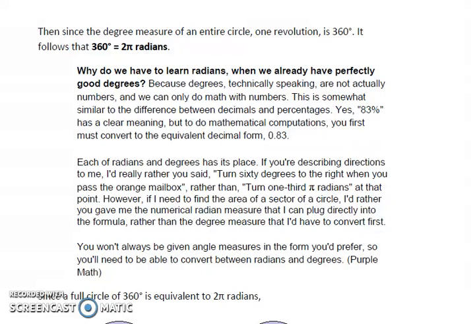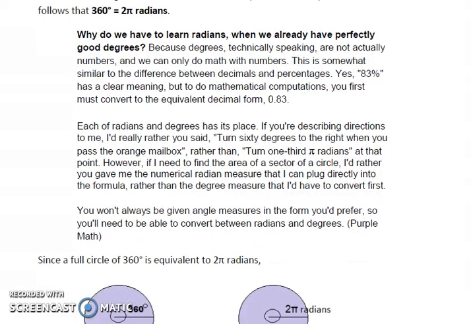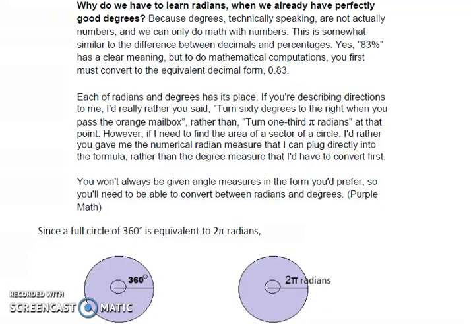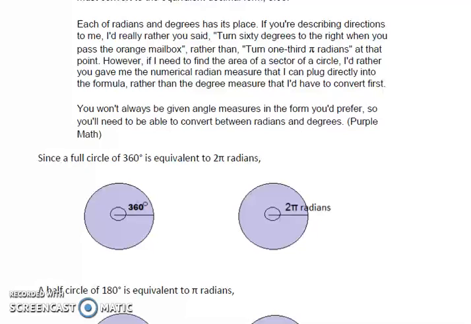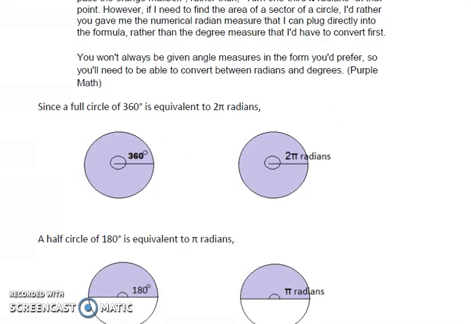So, similar to how we convert percents to decimals when we want to do computation, we can convert degrees to radians for computation as well. You won't always be given angle measures in the form you'd prefer, so you'll need to be able to convert between radians and degrees. We're going to learn how to do that in just a moment.